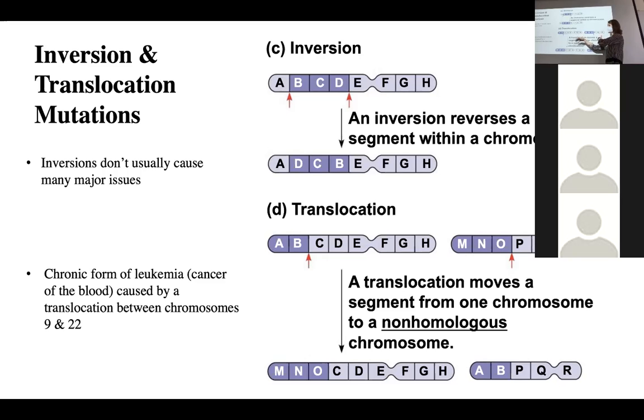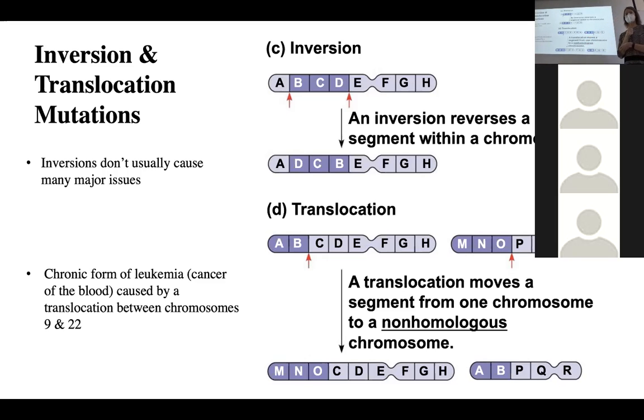They code for different proteins. They do totally different things. So if they separate, and they should, during meiosis, you're basically missing some of your genes that you should have, right? So translocations can cause some pretty major issues.